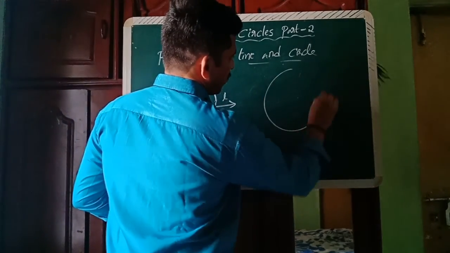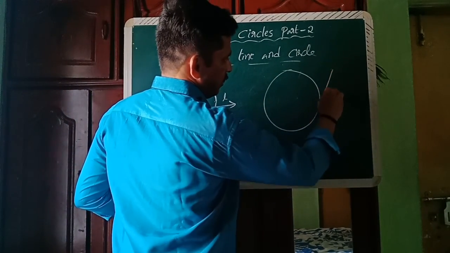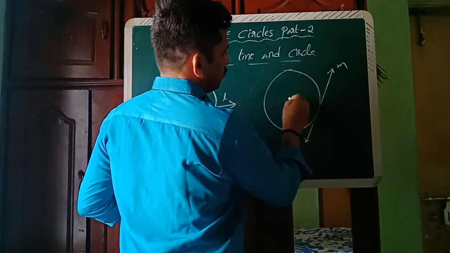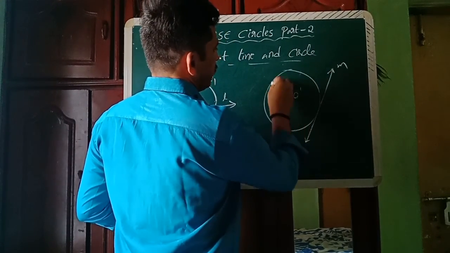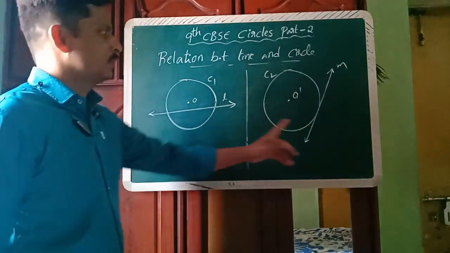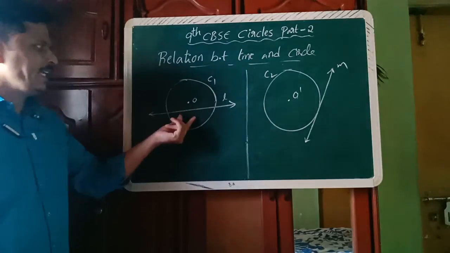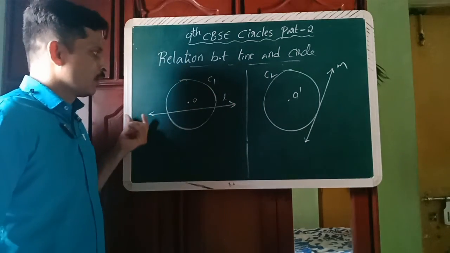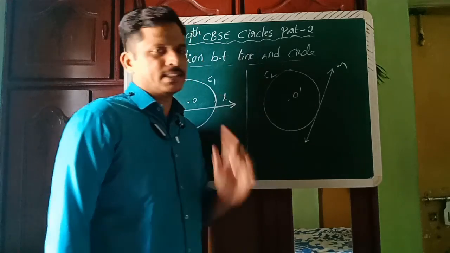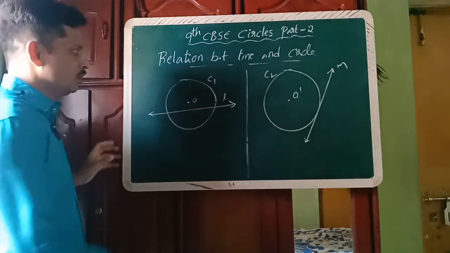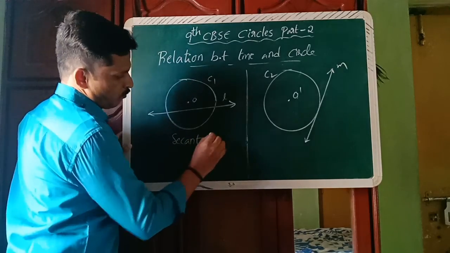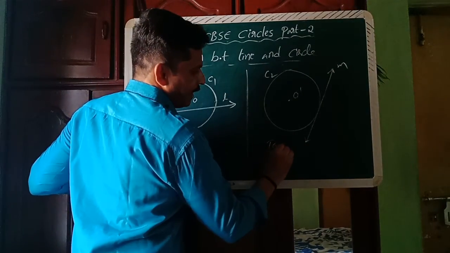I'll take one more circle. This is line M, center O dash, circle C2. If we compare these two circles, here the line is passing through the circle, but here the line touches the circle. What is the difference between these two? This can be called a secant of the circle. This is the tangent of a circle.